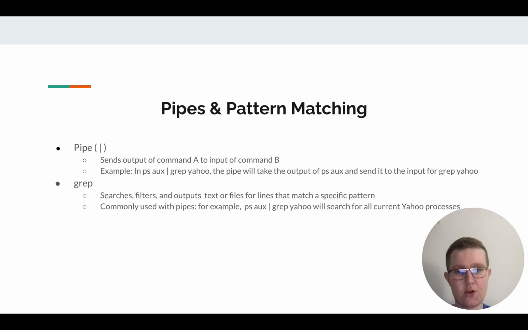So in ps aux | grep Yahoo, it's going to take the output of ps aux, list all those processes and their information, the process IDs, everything like that, and search for all current Yahoo processes because I specifically typed in Yahoo. Like I said, you could do this for anything you want. You could do it for Chrome. I use Chrome, so for me, I would use Chrome for this. But you can do it for any app, anything you have running on your computer.